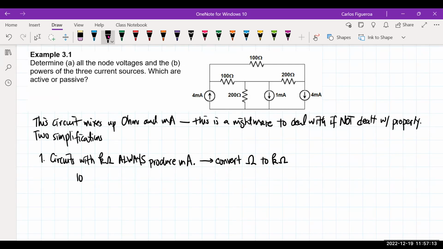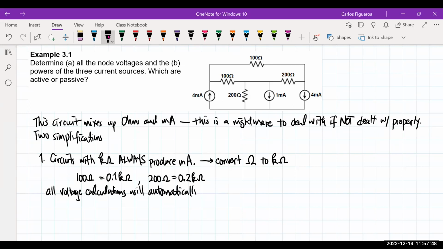We have a 100 ohm. Now convert that to 0.1 kilo ohm. And we have a 200 ohm, 0.2 kilo ohms. So when you do this, all voltage calculations will automatically be in units of volts.